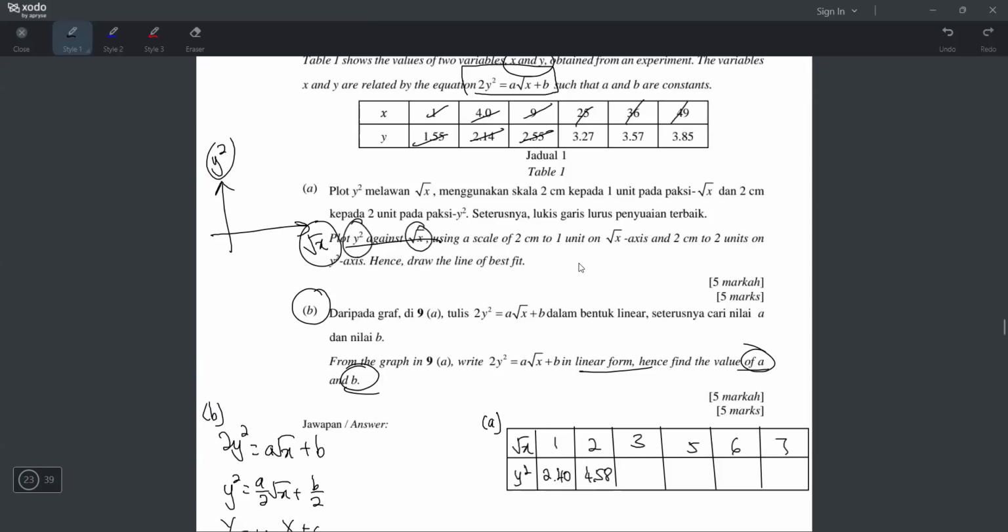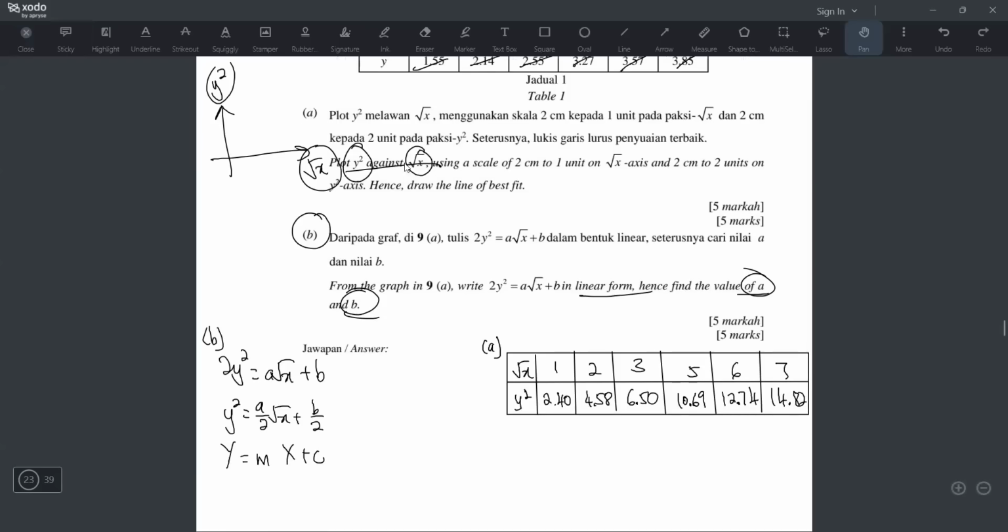Okay, yeah, because it's a graph. 2.55 square, if you write in two decimal places, is 6.50. And then this one, 3.27 square, 10.69. Okay, use your calculator to help you. 3.57 square, 12.74. And then the last one is 3.85 square, 14.82. Okay, I'm done with the table.